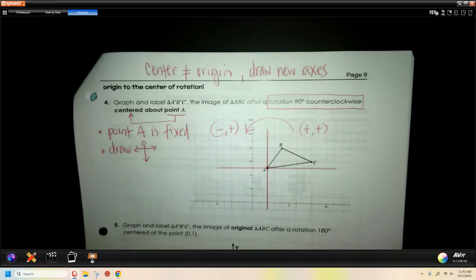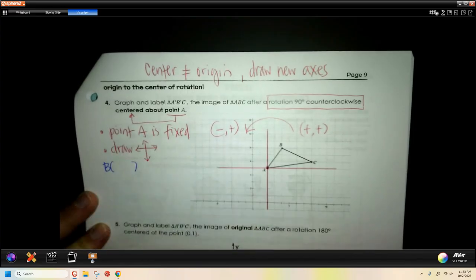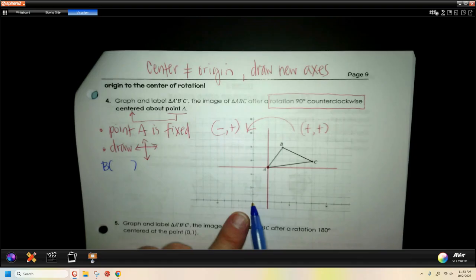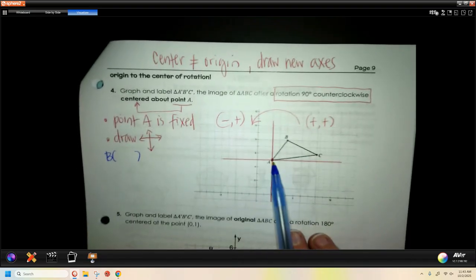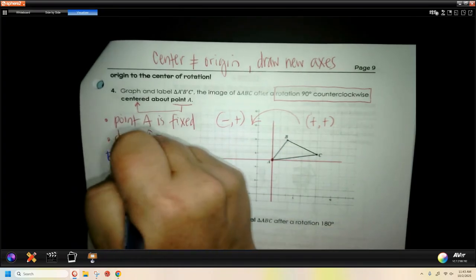So off to the side here, we have B. Now, we're not going to write down B's location in reference to this origin. Does that make sense? That's the real origin. We're going to write down its location based on A. So B is located over 2, up 3. Do you guys agree with that?